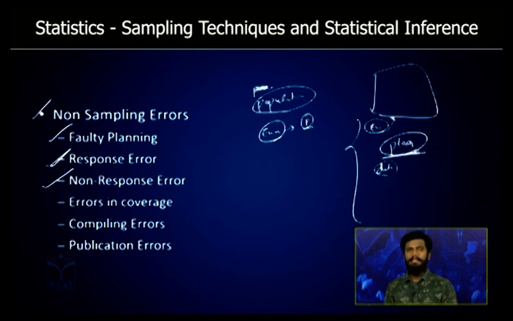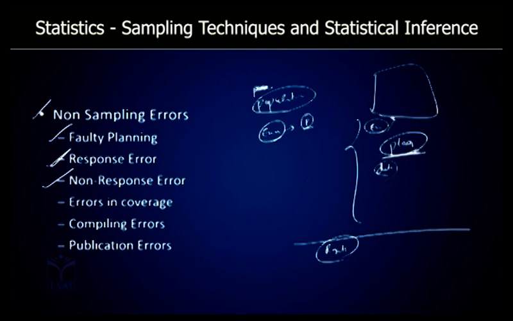Next, compiling errors. These are errors that occur when you get the data, compile the data, calculate and analyze. Whenever errors occur in that process, we call them compiling errors. Next, publication errors. After calculating and analyzing, you finally got results. When you are publishing these results, there may be typing errors. This kind of error is called a publication error.